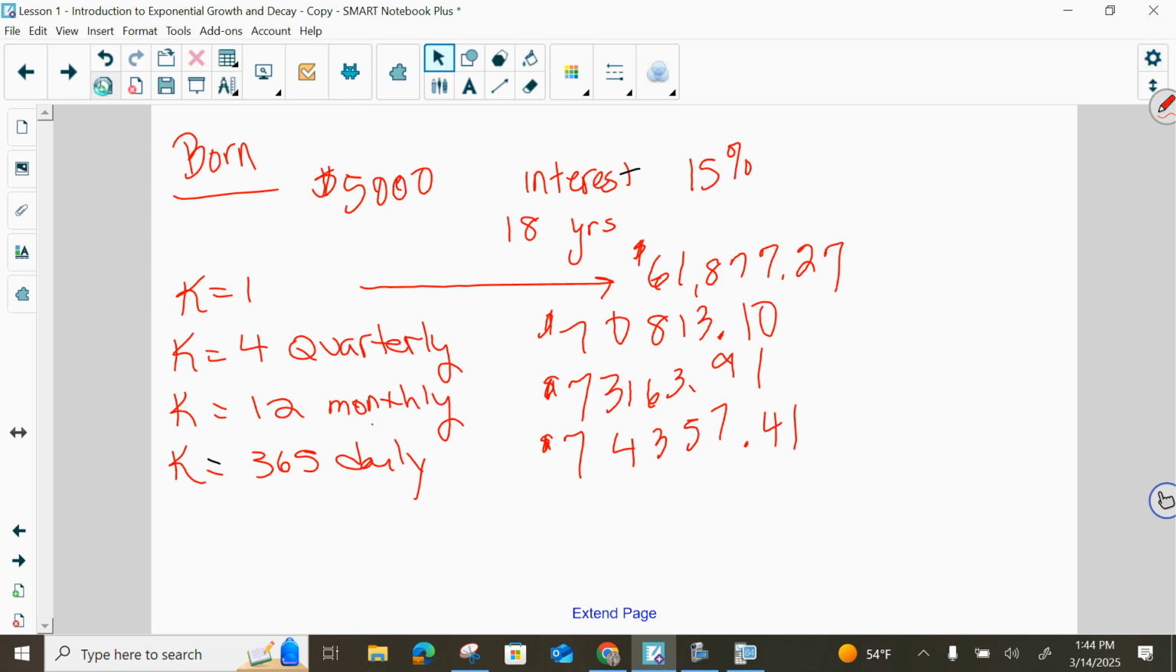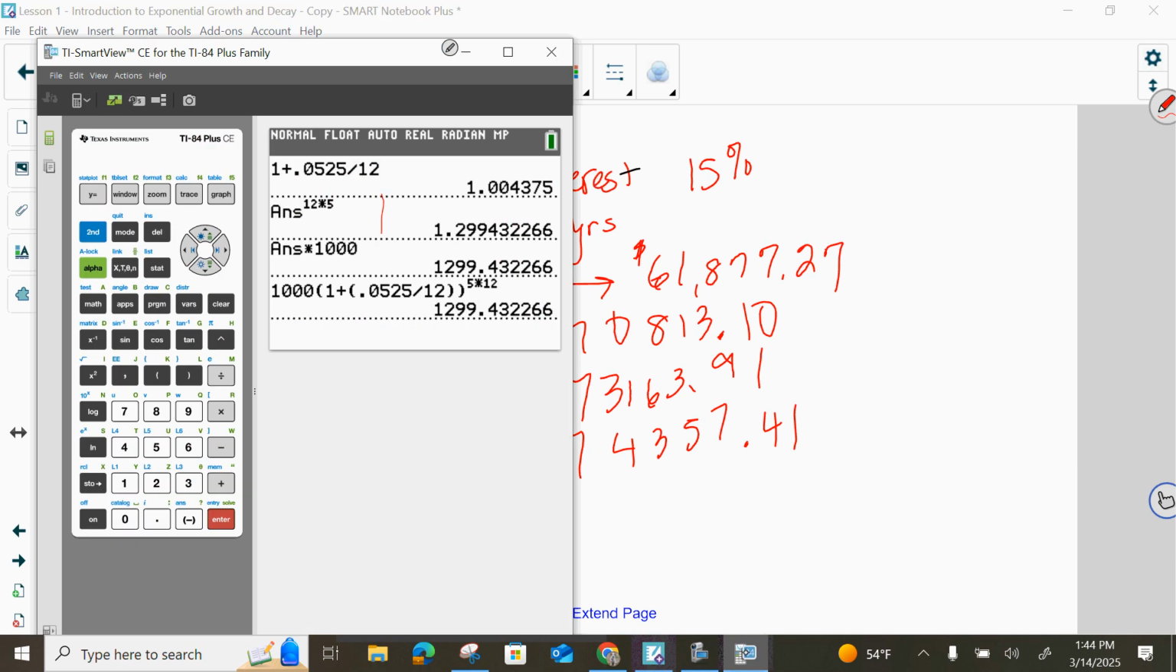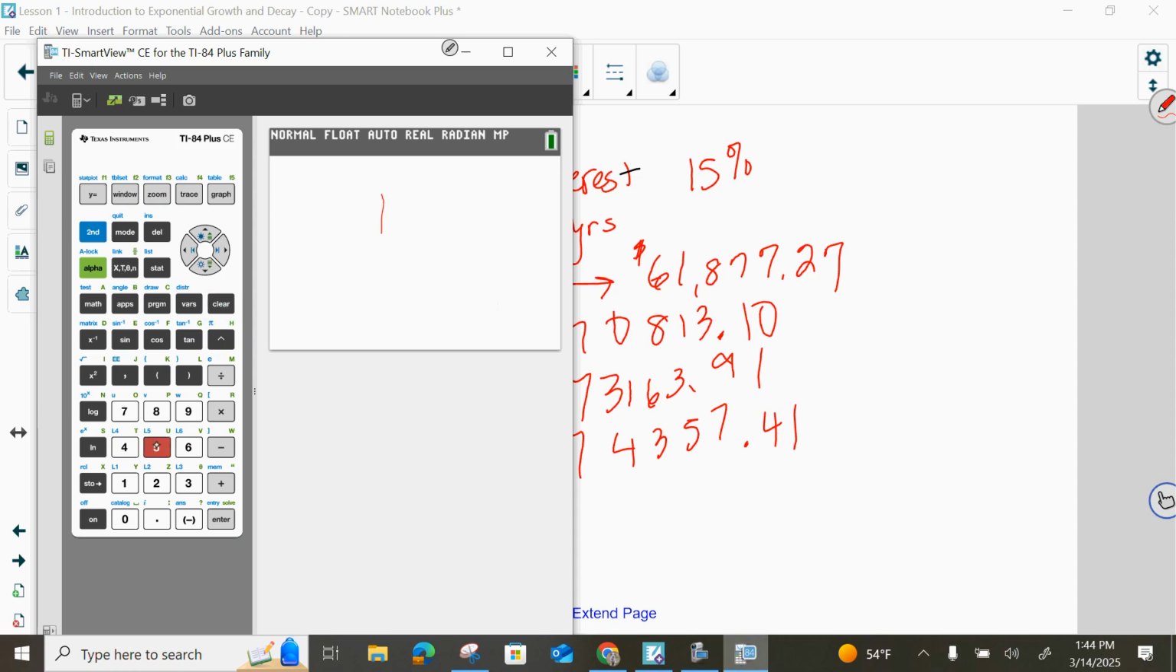Okay. So if I do the 12 one, I am investing 5,000. I'm going 1 plus, open a parenthesis, 15%. And you guys were monthly, so divide by 12, close 2 of them, raise it to the 12 times 18. So I think I'm okay. 73,163.